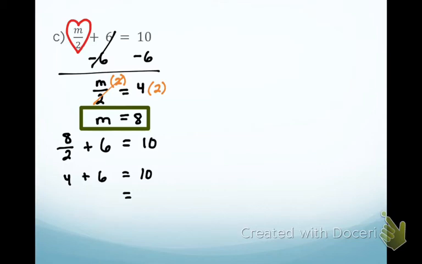Okay, I'm going to drop down my equal sign. And Noah, what's 4 plus 6? 10. Drop down the other 10. Noah, does 10 equal 10? You are correct. All right, so it did work out.